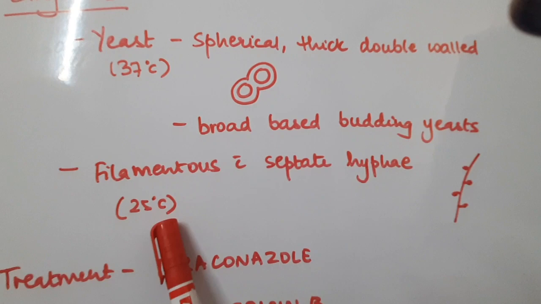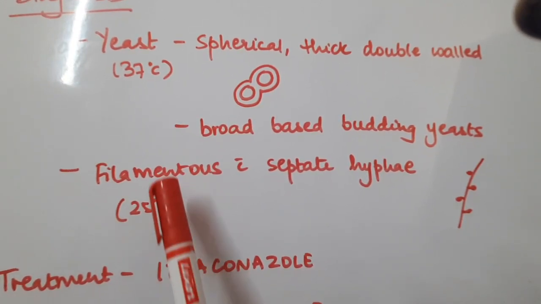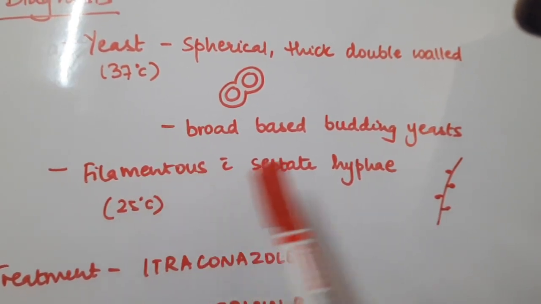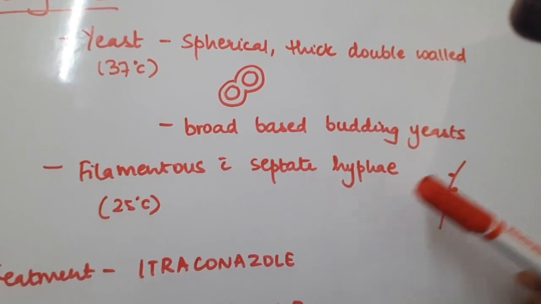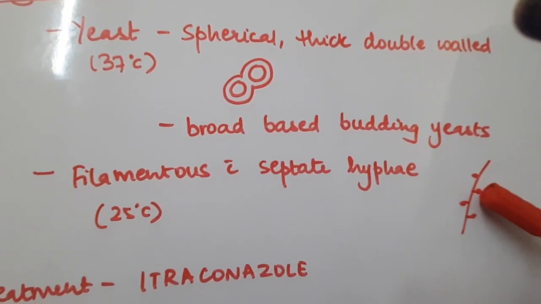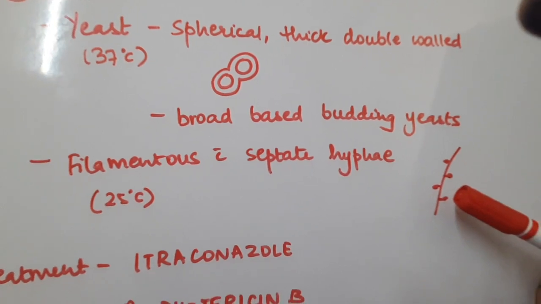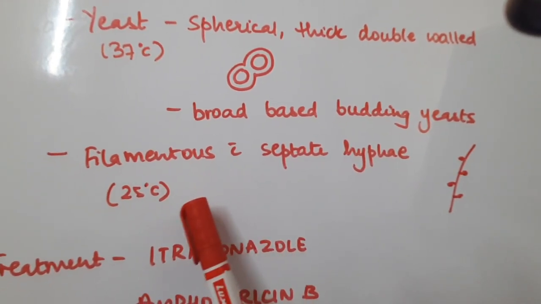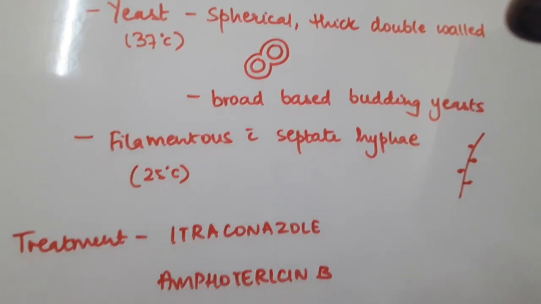At 25 degrees Celsius, which means after culture, what we see are filamentous mycelia with septate hyphae, and they also contain round or oval conidia. So this is how they will appear on room temperature.